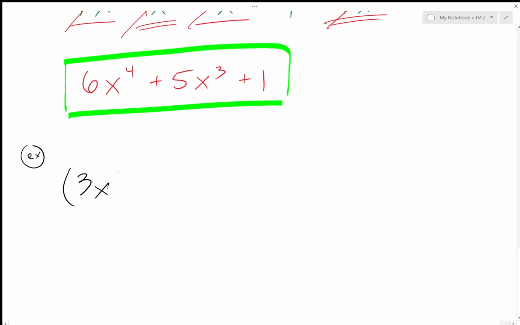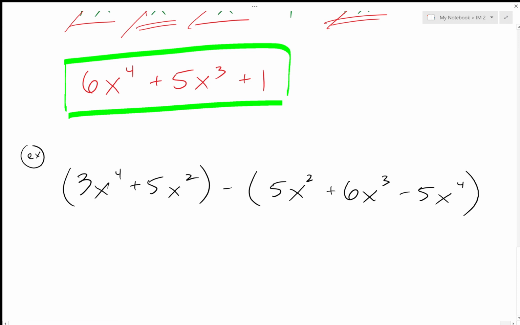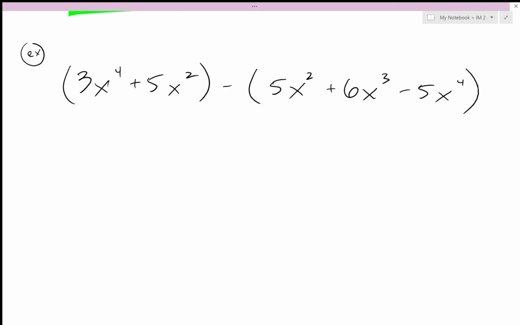Let's take 3x to the 4th plus 5x squared, minus 5x squared plus 6x cubed minus 5x to the 4th. All right. So another way we can do it is think about applying this to everything after it. So it gets applied here, changes its sign. It gets applied to the 6, changes the sign. It gets applied to the 5, changes the sign. But once we flip it, now this is a plus, and we don't have to worry about it anymore. Remember, once we distribute it, we don't have to worry.